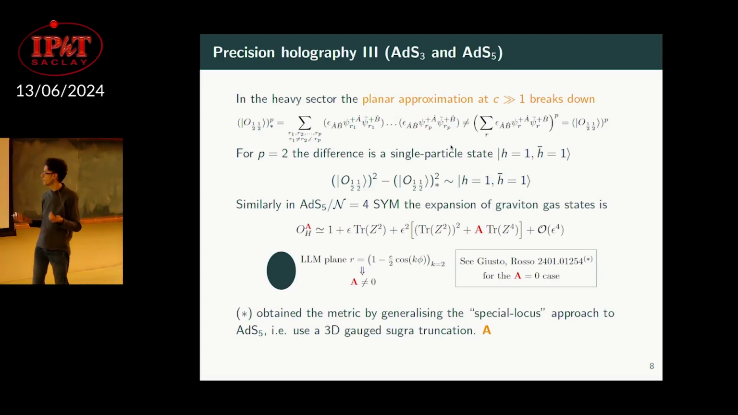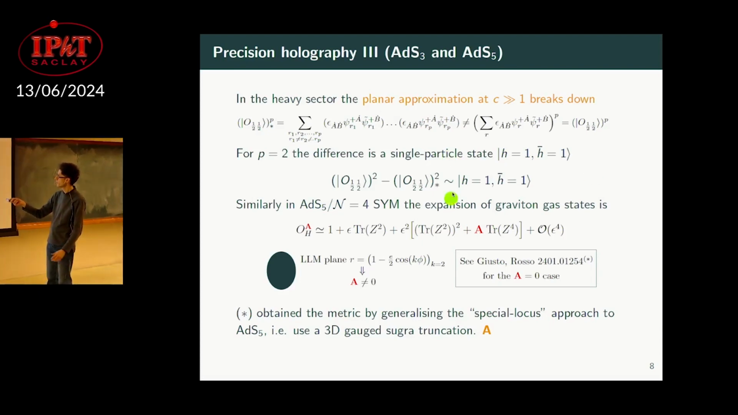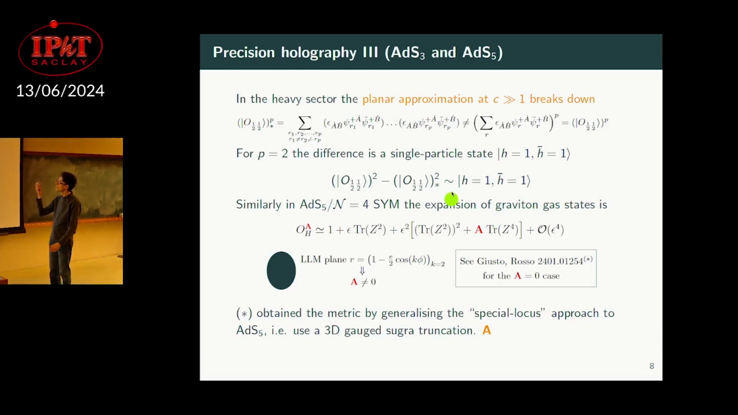And I think I maybe even believed this before realizing this. But then we have a very concrete example of two different geometries that at linear order are the same. They start differing at the quadratic order. And the difference is a single particle state, just a new constituent, but it is visible in the supergravity limit.